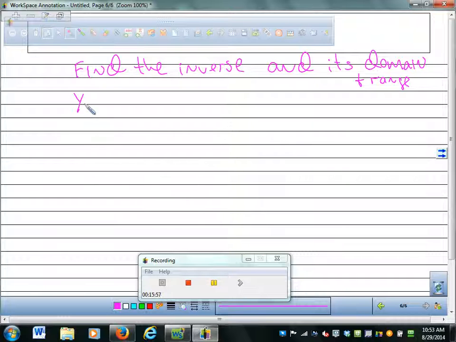Let's call it y instead of x. Y equals x minus 4 over x plus 2. This is called a rational function. You know about rational functions? Function over function. I think next chapter is all about rational functions. Okay?